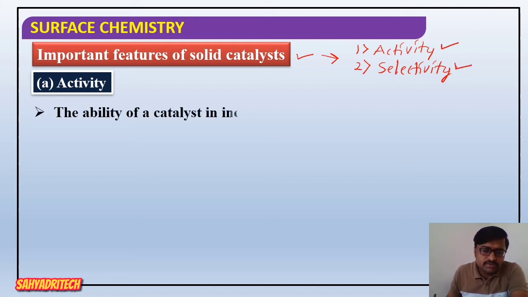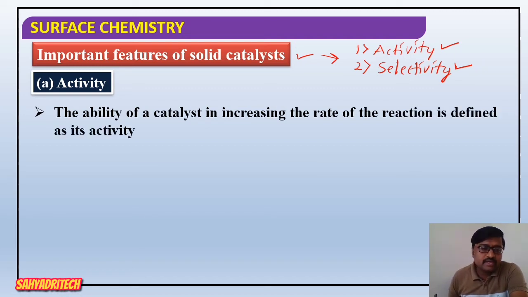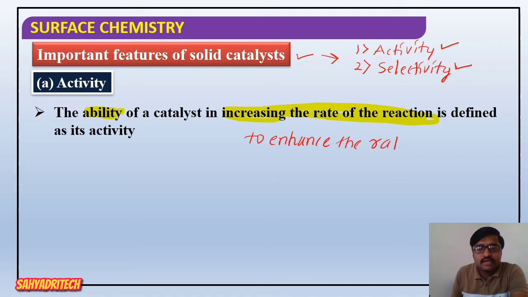Well, coming to the first one, activity of a catalyst. Yes, what is activity? Activity is nothing but the ability. What do we say? The ability of a catalyst, for what? Ability of a catalyst to increase the rate of a reaction. Remember, what is the activity of a catalyst? It is the ability of a catalyst to enhance, or increase, the rate of a reaction.